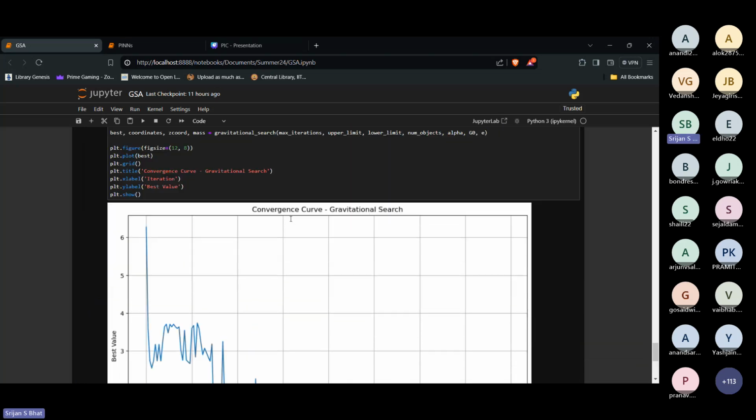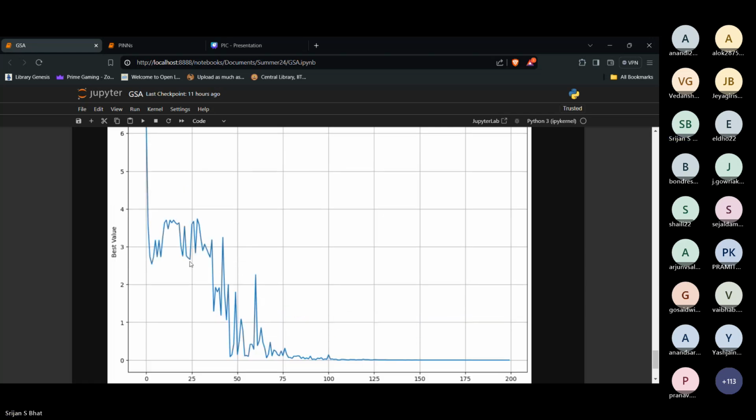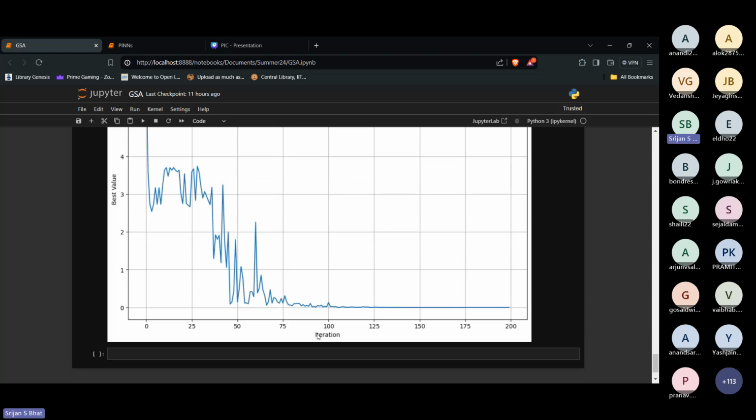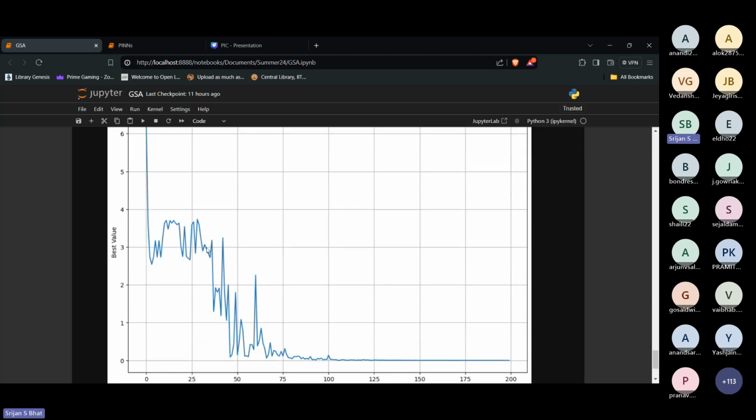So you can see this is your best value, and this is the number of iterations. And as you move forward in time, you can see that the particles are attracted towards the optimal solution, just like how in gravity, everything is attracted towards the one with the highest mass.